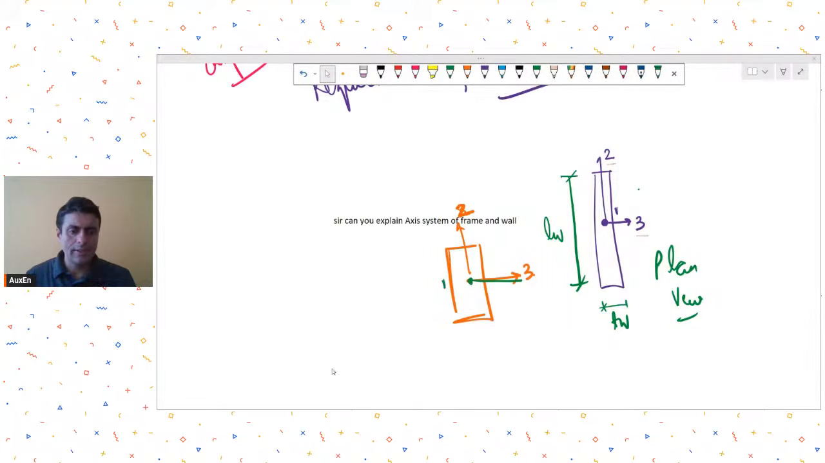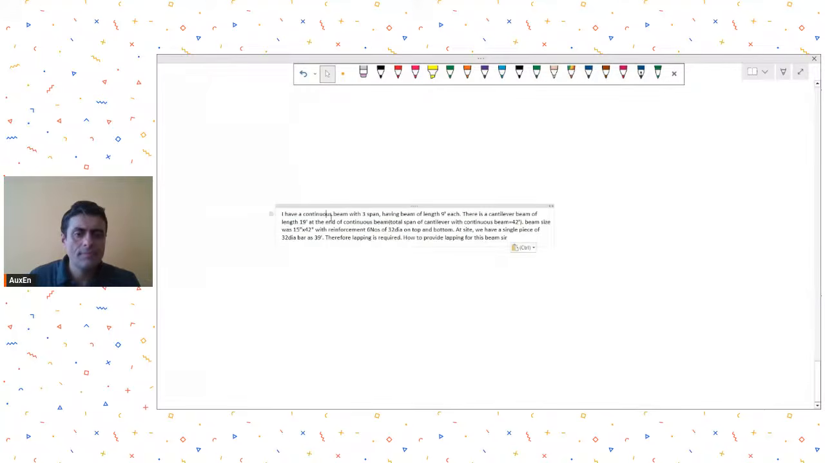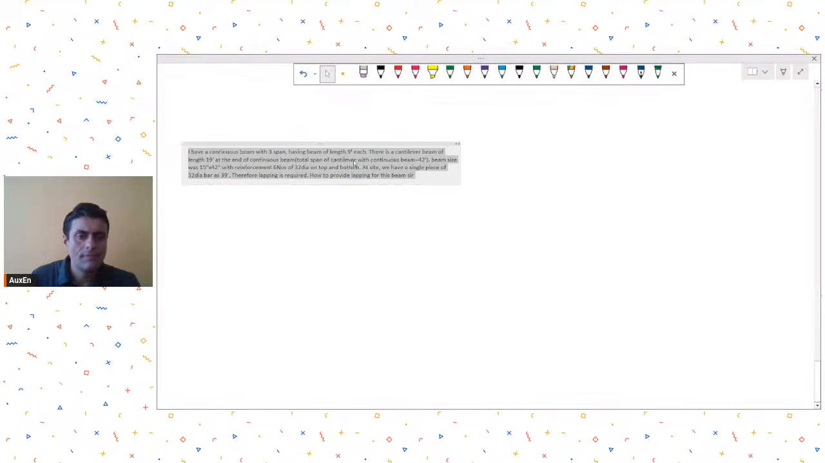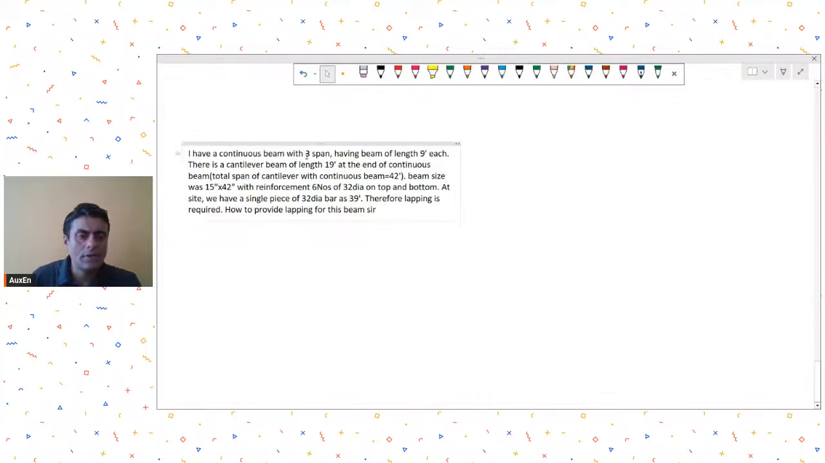Okay. Then the next question is from engineer Dinesh. He is joining us from Tamil Nadu, and he is a working professional. His question is, I have a continuous beam with 3 spans having a beam length of 9 feet each. There is a cantilever beam of length 19 feet at the end of the continuous beam. Total span of cantilever with continuous beam is 42 feet.